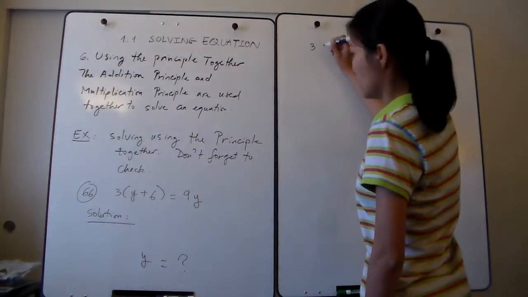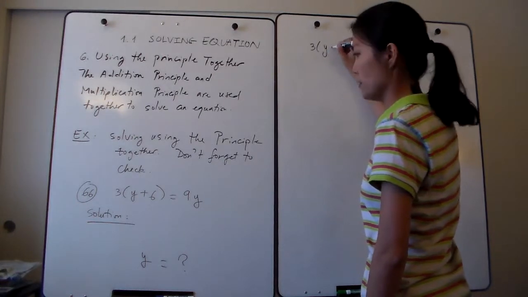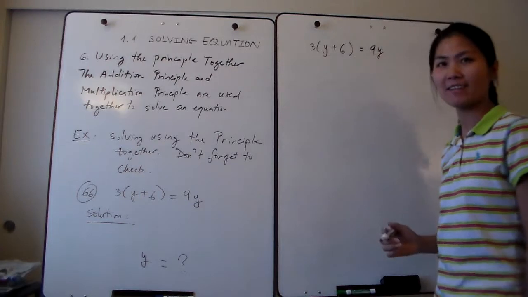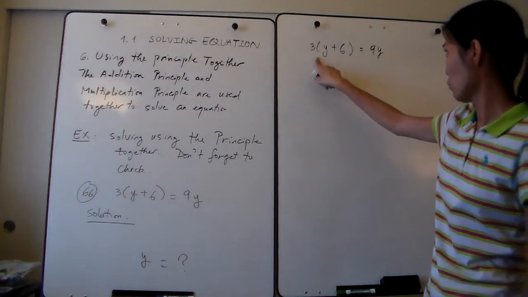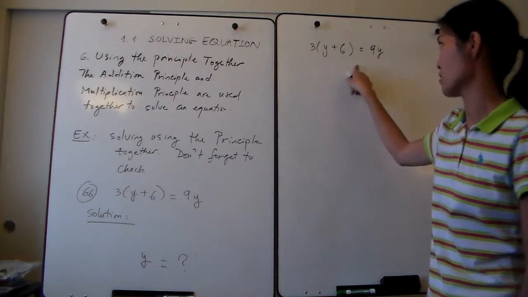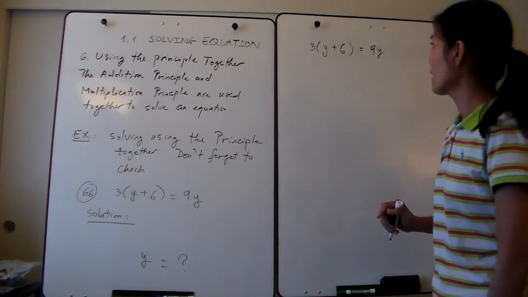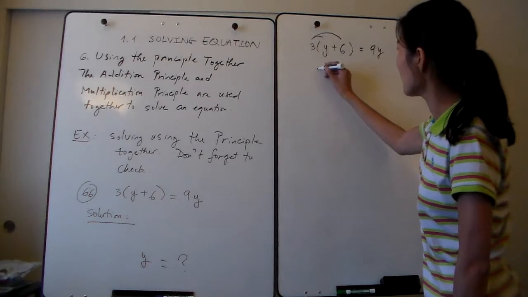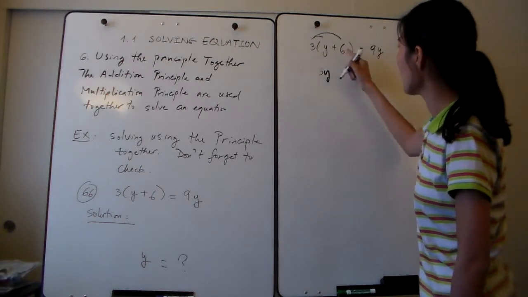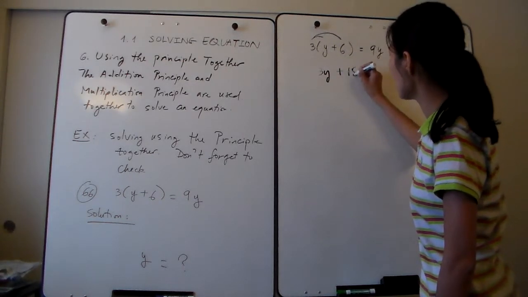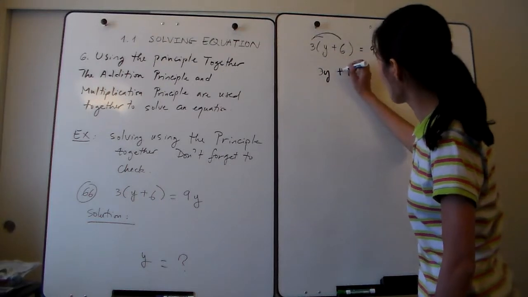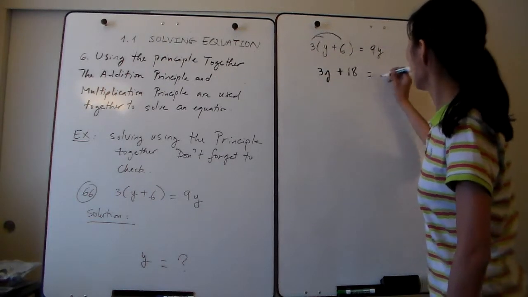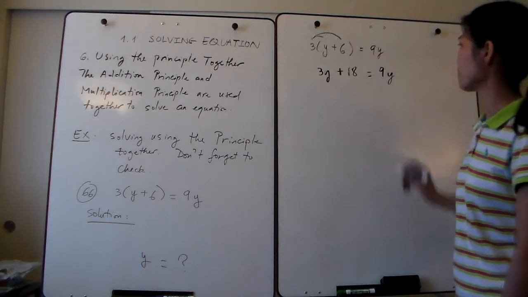Let me rewrite the original equation. Right? Now, because we have parentheses, we need to remove them, so we need to distribute. 3 times y is 3y. 3 times 6 plus 18. The right hand side is 9y.